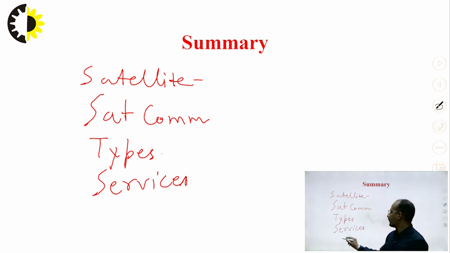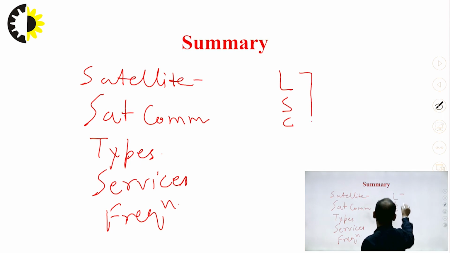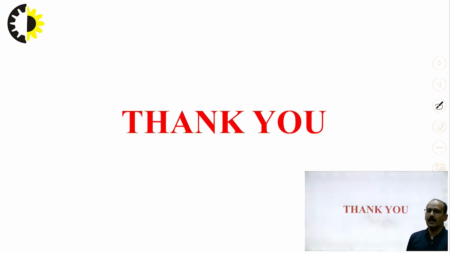the frequency allocation: L, S, C for domestic, X for military, and Ku, K and Ka for extraterrestrial purposes. So you can easily summarize this complete unit by these points, and in the next lecture we are going to start the second unit, in which we will discuss orbital mechanics.